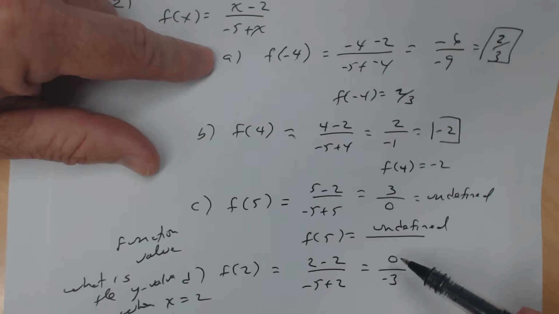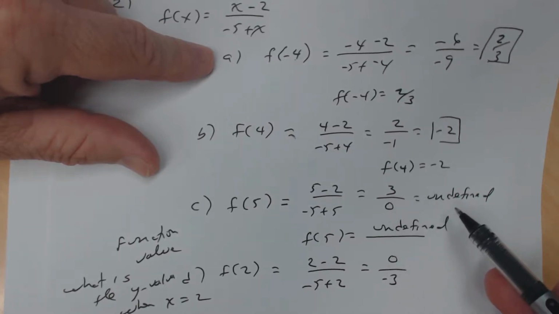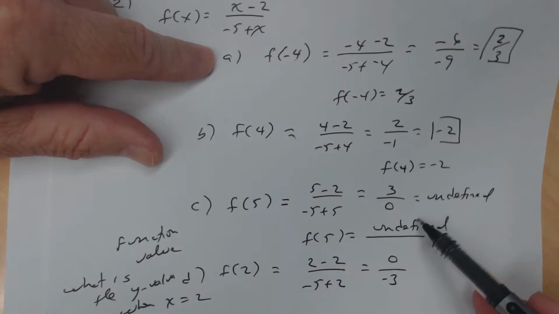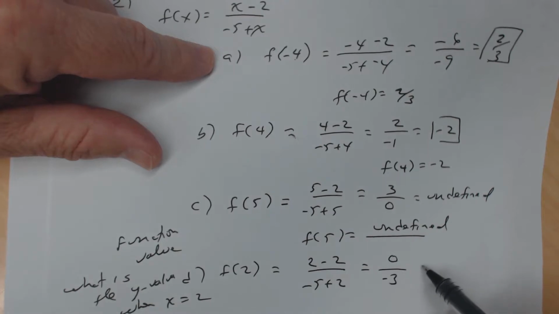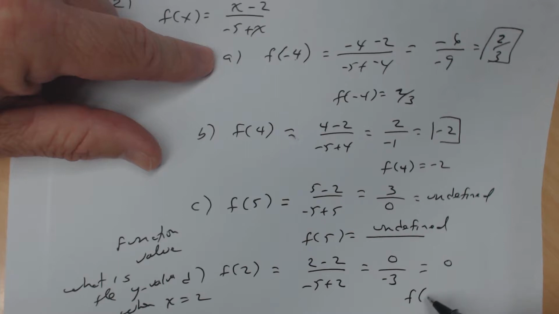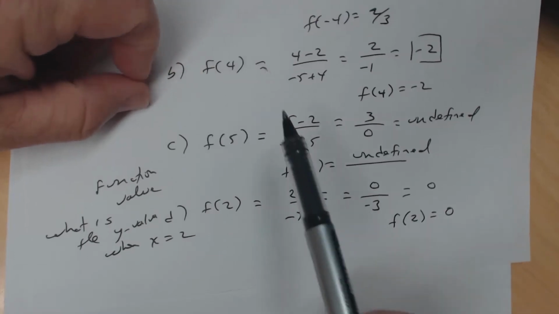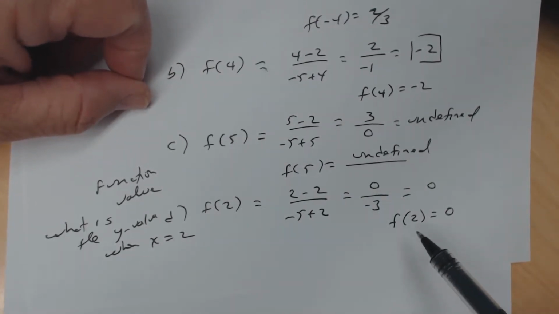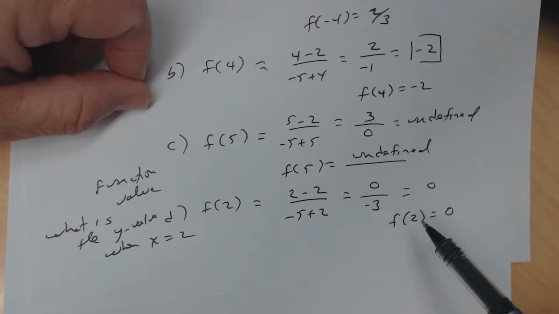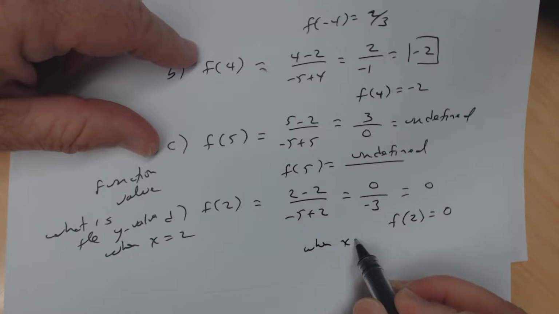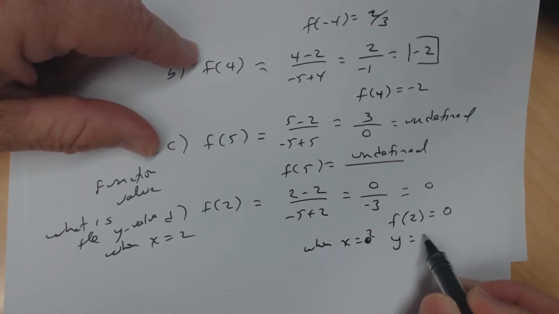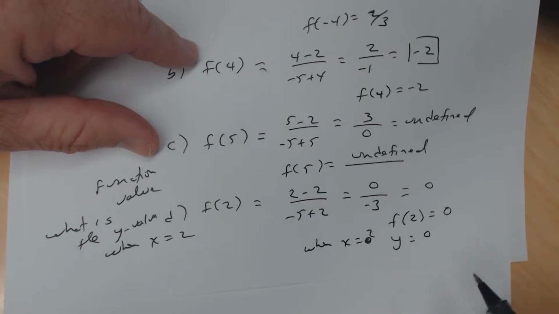If you use your calculator, you'll see that 3 divided by 0 gives maybe the word error on your calculator display. But when you do 0 divided by negative 3, you actually get 0. So that is a value. 0 is a value. So f of 2 is equal to 0. Again, if you were to graph this function next semester, you would find that when the x value is 2, my y value is 0. That's what you found. Okay?